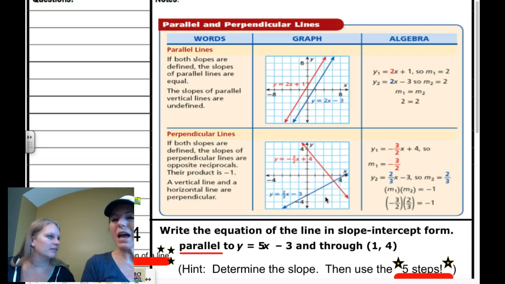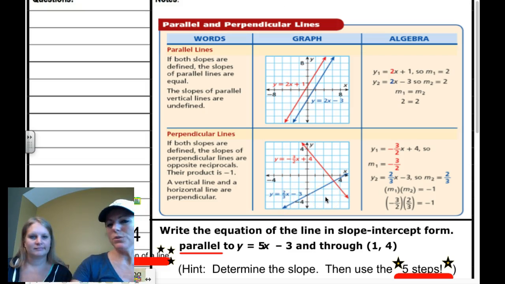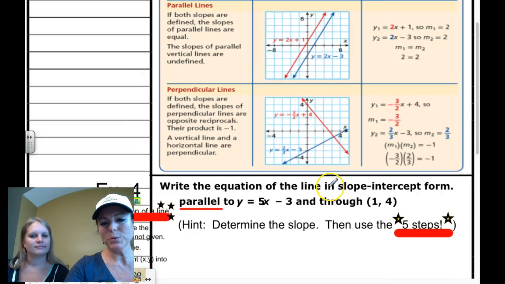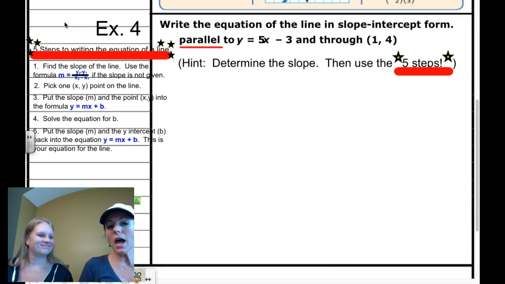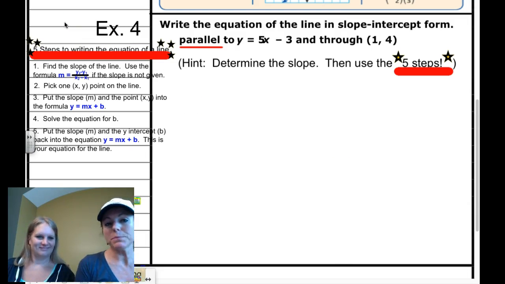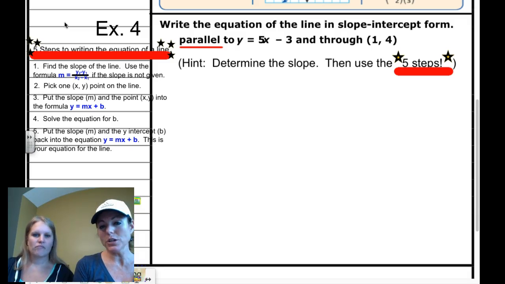Okay, let's see what's next. Oh, so we just kind of went over that. I think we did. So, you can take time and look through here, but we really have already covered that. Let's look at example 4 and notice what we did here. We have on the side your 5 little steps that you need to follow. So the question is, write the equation of the line in slope-intercept form.